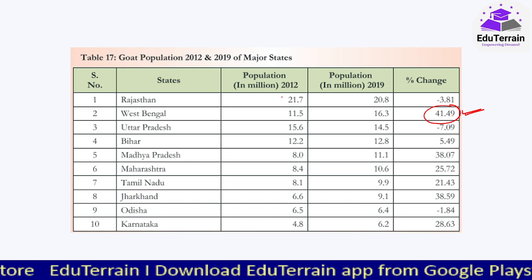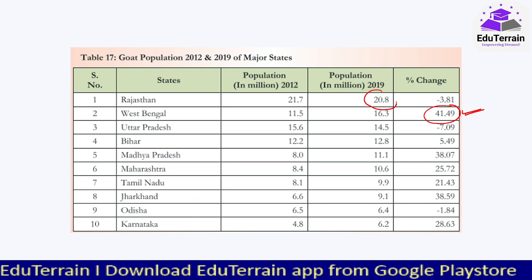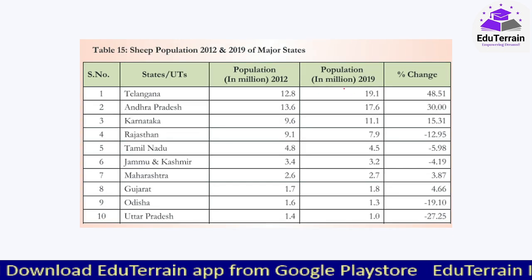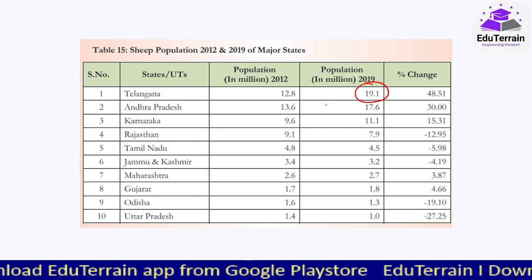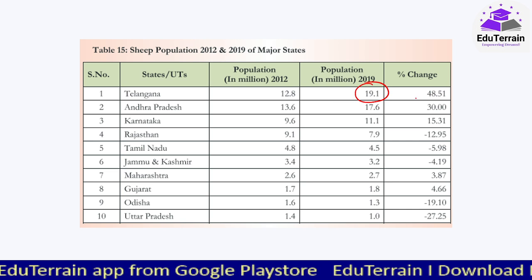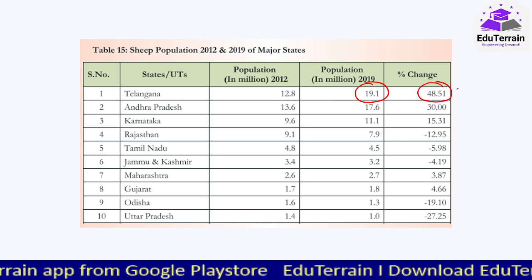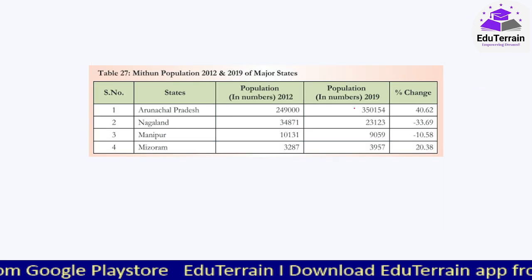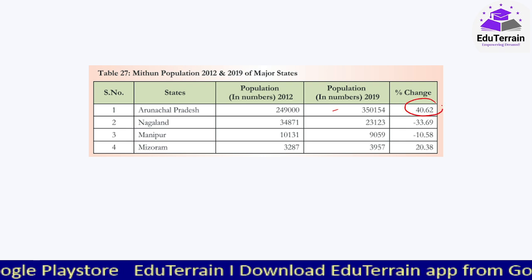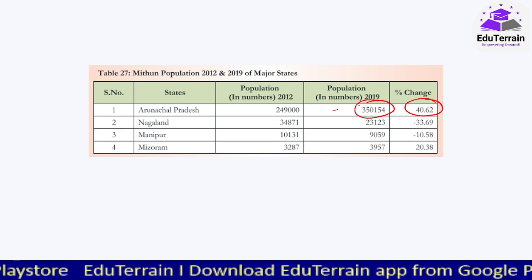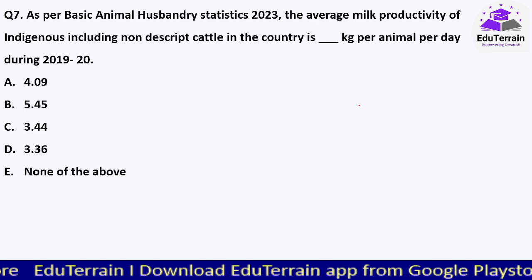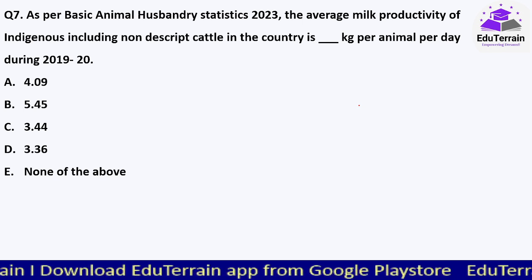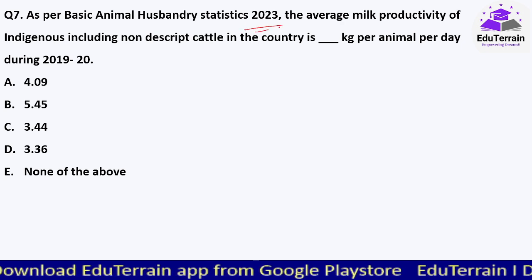Okay, and अगर highest population देखा जाए तो goat population it is Rajasthan. वही sheep population देखा जाए तो highest it is Telangana. Okay, and the maximum increase has also been noticed in Telangana. Okay, important again all this. Mithun population it is Arunachal Pradesh जहाँ पे maximum change हुआ है and it has the highest number of मिथुन्स, that is 3,50,154.